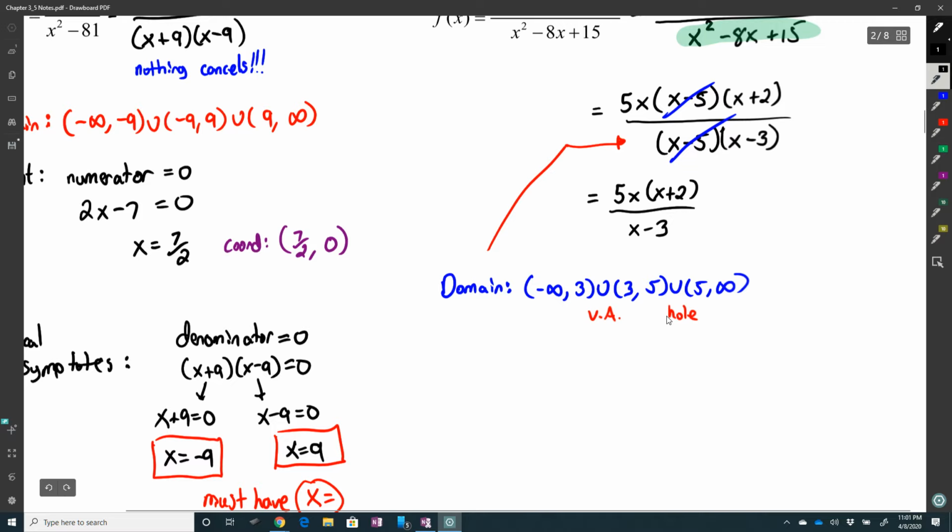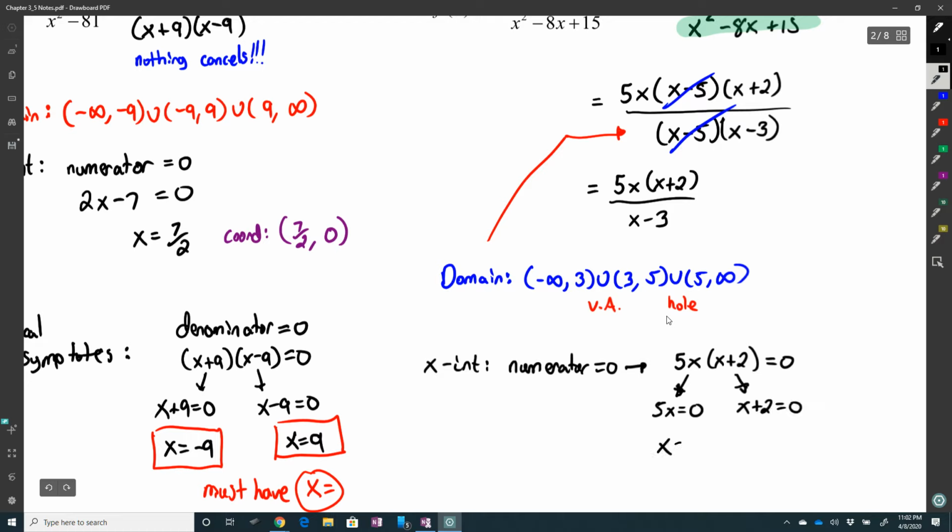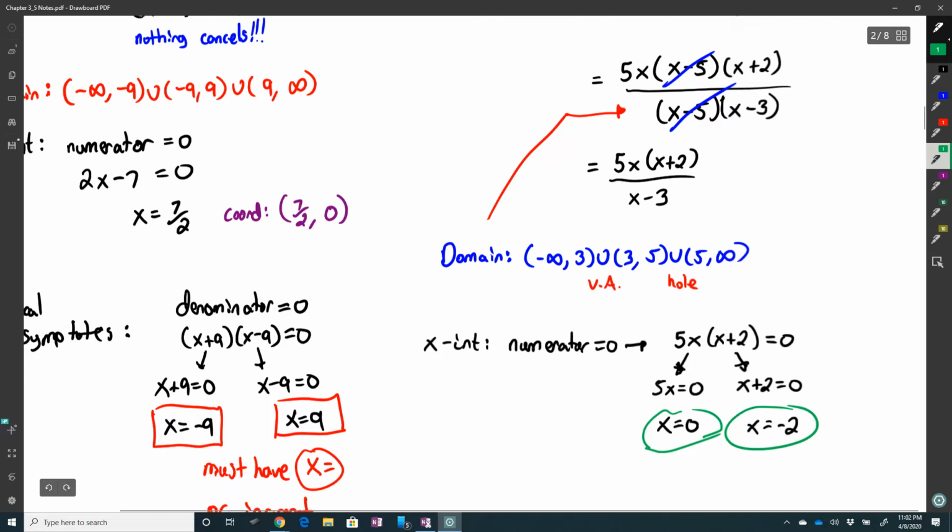Now we can find the x-intercepts. The x-intercepts are just the numerator of the simplified equation equals 0. So we have 5x times x plus 2 equals 0. That spreads out into two solutions: 5x equals 0, and x plus 2 equals 0. So x equals 0, and x equals negative 2. So we have two x-intercepts.